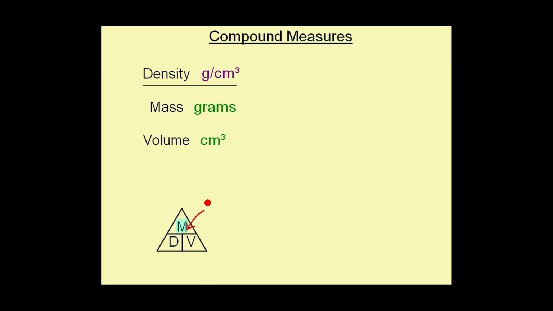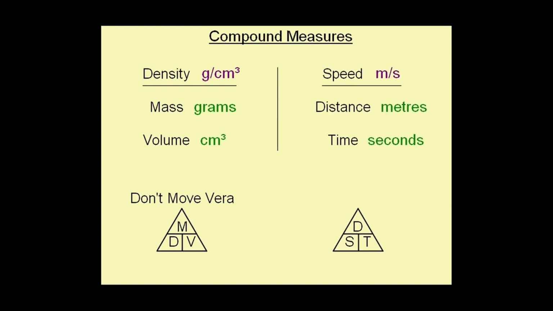If I want to find the mass of something, then it's the density times the volume. And if I want to find the volume of something, then it's the mass divided by the density. One way I remember this formula triangle is don't move Vera. In a similar way, we can link speed, distance and time using this triangle here. I remember this one by remembering that sausages don't talk.